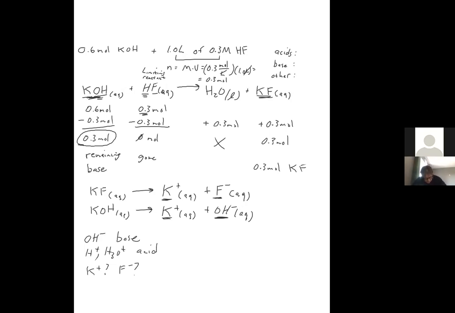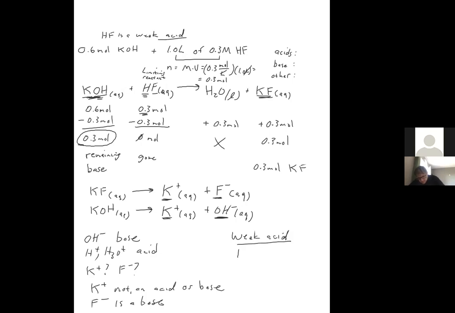And it turns out K plus is not an acid or a base. But F minus is a base. Now, why is F minus a base? Here's what we do. Remember at the beginning it said HF is a weak acid, that one sentence in there. Okay, so if you have a weak acid, for example, HF, the conjugate base is going to act like a base.